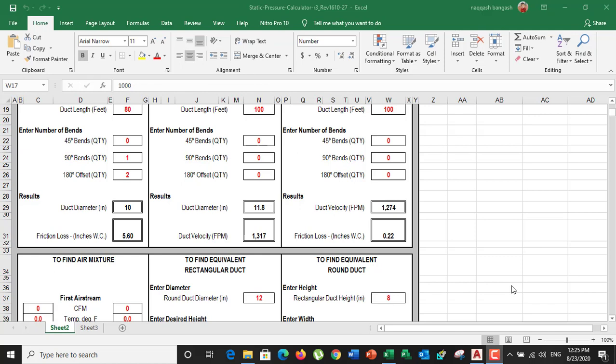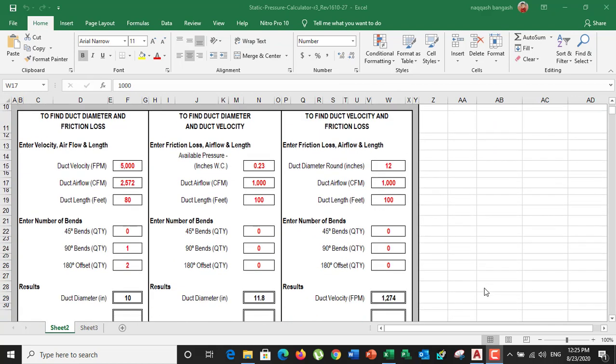Today our topic is external static pressure calculation using this Excel sheet. I have already uploaded a video on external static pressure calculation, but this is the very simplest one to calculate it. In this Excel sheet you can calculate the diameter, friction loss, and duct velocity. Today I will teach you how to calculate external static pressure in a duct in a very simple way to select the fan.